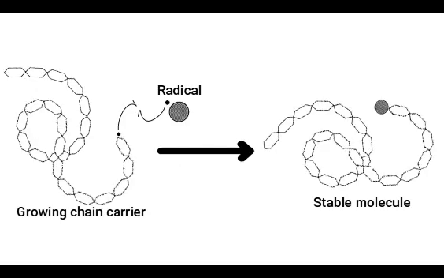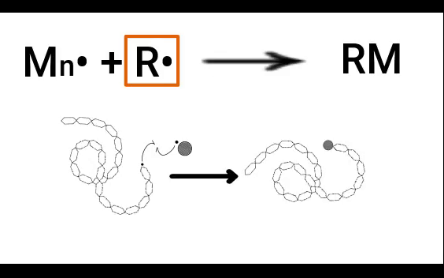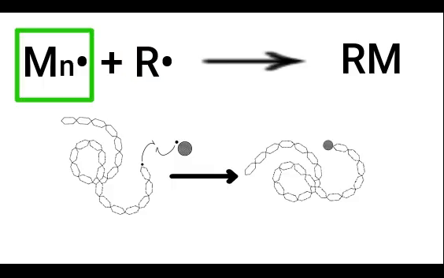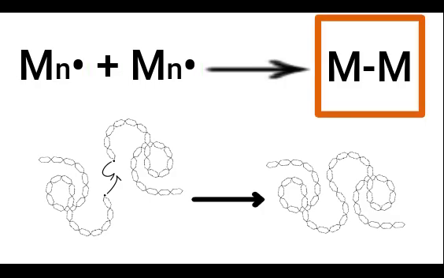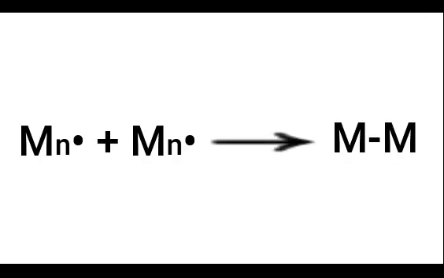In the termination step, the growing chain carrier can react with a radical to create a stable molecule. Termination can happen in several different ways. For example, a radical that was formed from the initiator may react with the active chain end, or two active chain ends may react together to create a larger polymer. This latter reaction is the most significant and plays an important part in the gel effect.